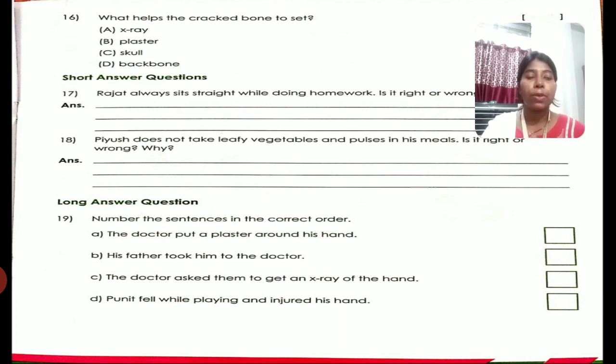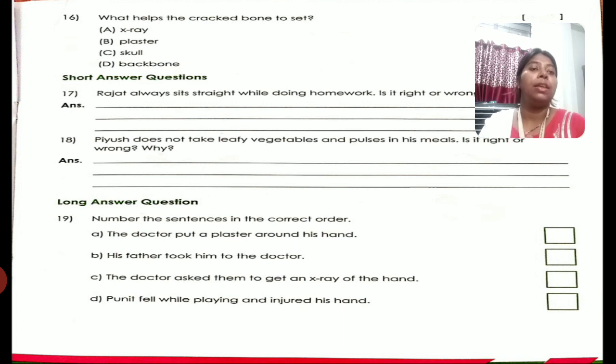So what will be the first one? The first one will be Puneet fell while playing and injured his hand. After that, his father took him to the doctor. Then the doctor asked him to get an x-ray of the hand, and the last is the doctor put a plaster around his hand. This is the sequence of the sentences. So D will be your number 1, B will be your number 2, C will be your number 3, and A will be your number 4. Got it? You have to arrange it in the correct sequence.